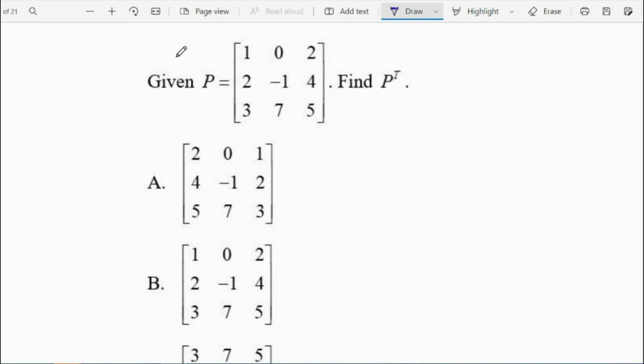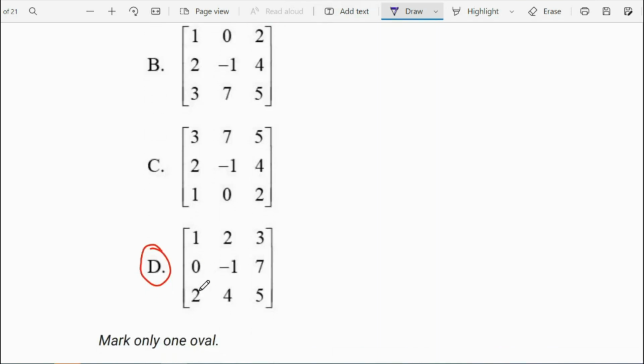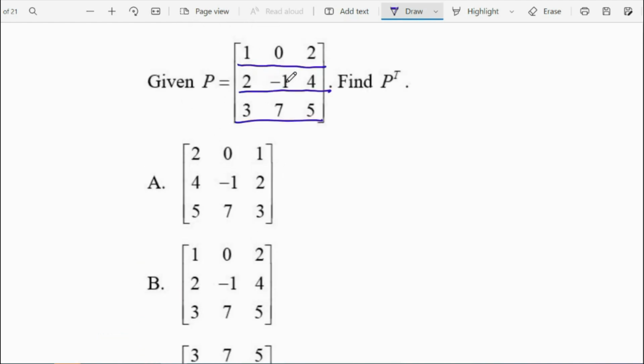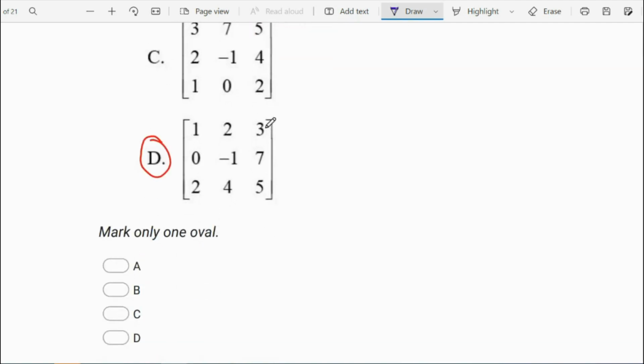So next question, we're finding P transpose. What is P transpose? We're going to change rows to columns. So the first row 1, 0, 2 becomes column 1, 0, 2. You can notice that 1, 0, 2 is here. So our answer will be this. Double confirm: 2, negative 1, 4, 2, negative 1, 4, and then 3, 7, 5 become a column.